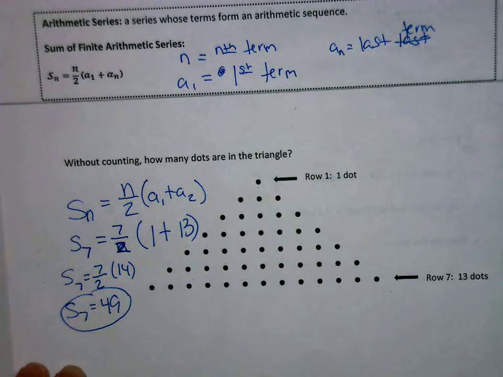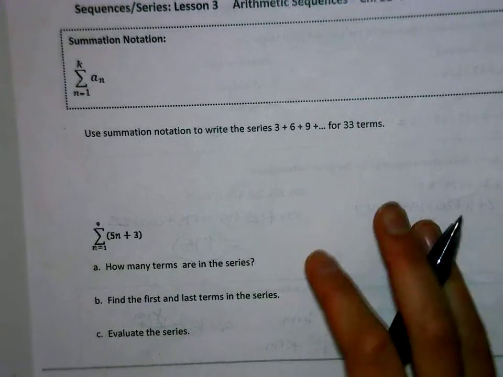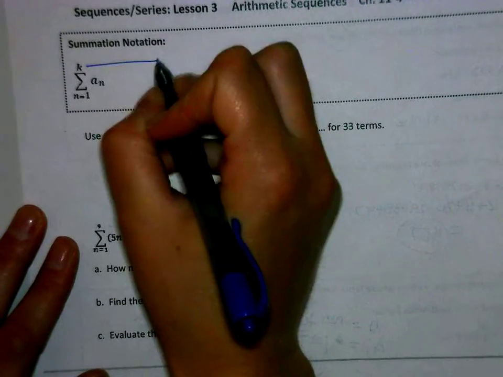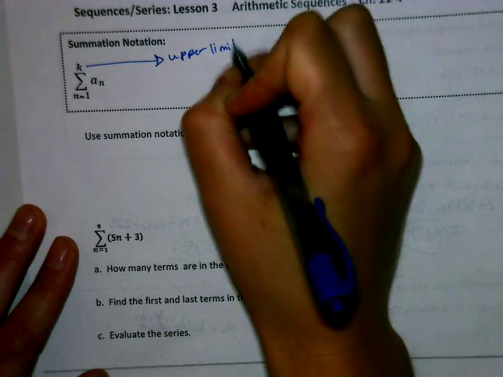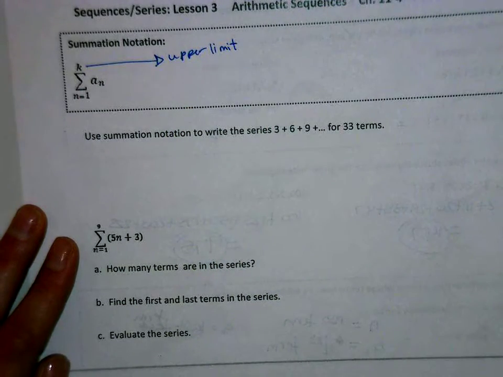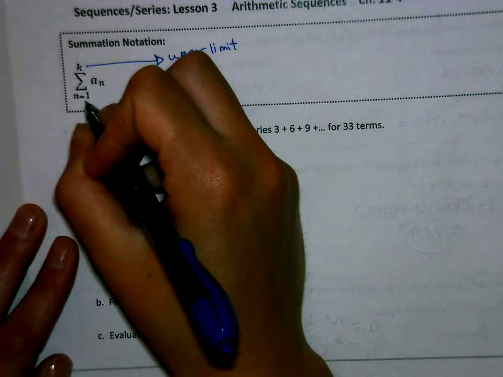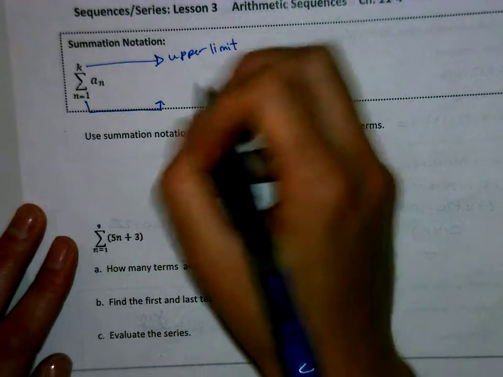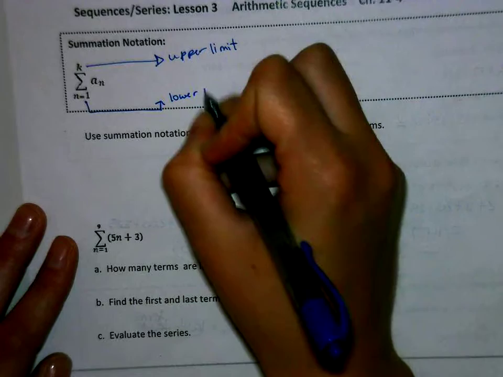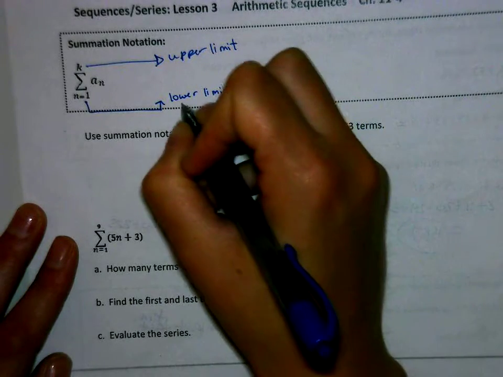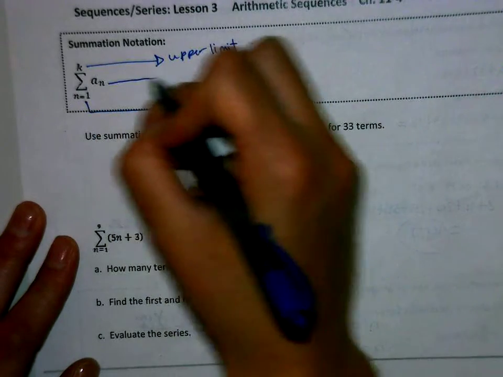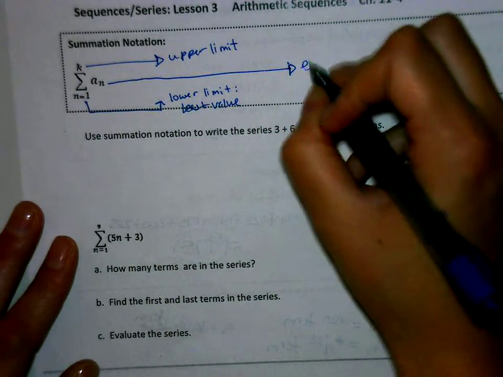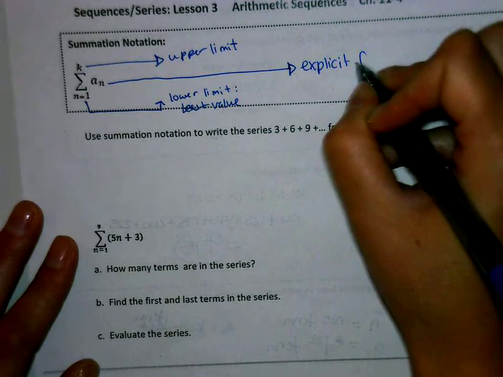Alright, let's flip over to the back side. Summation notation. This k represents the upper limit, so how many terms you're going to. This n equals represents our lower limit, which is our least value. And this a sub n represents our explicit formula that we will use.